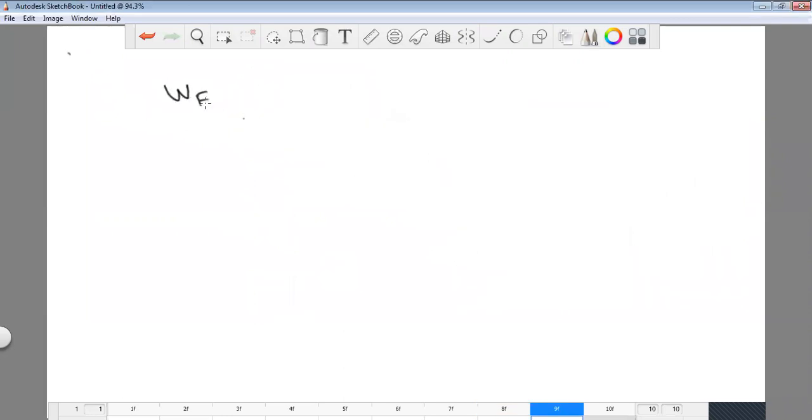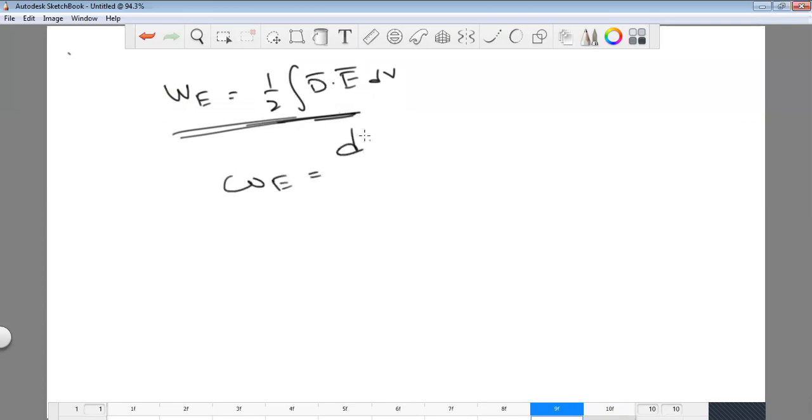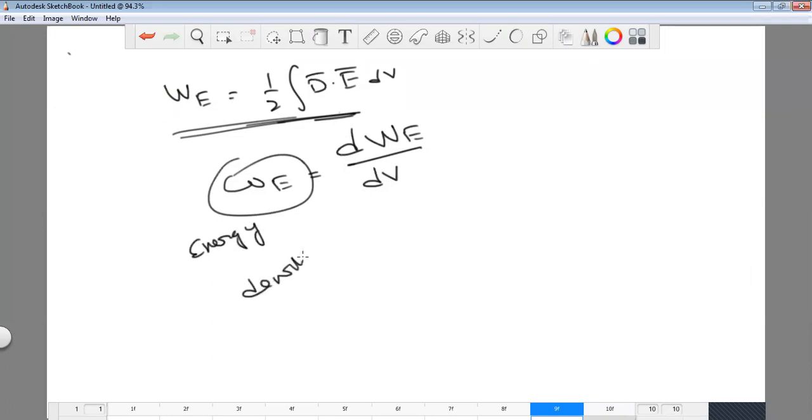So W suffix E equals 1 by 2 integral D bar dot E bar dV. Okay, so this is the final equation with respect to the work done. But here, to calculate energy density with respect to this work done, small w suffix E is going to take in the work done with respect to the volume charge, which is the energy density. So this is the energy density, dW suffix E by dV.